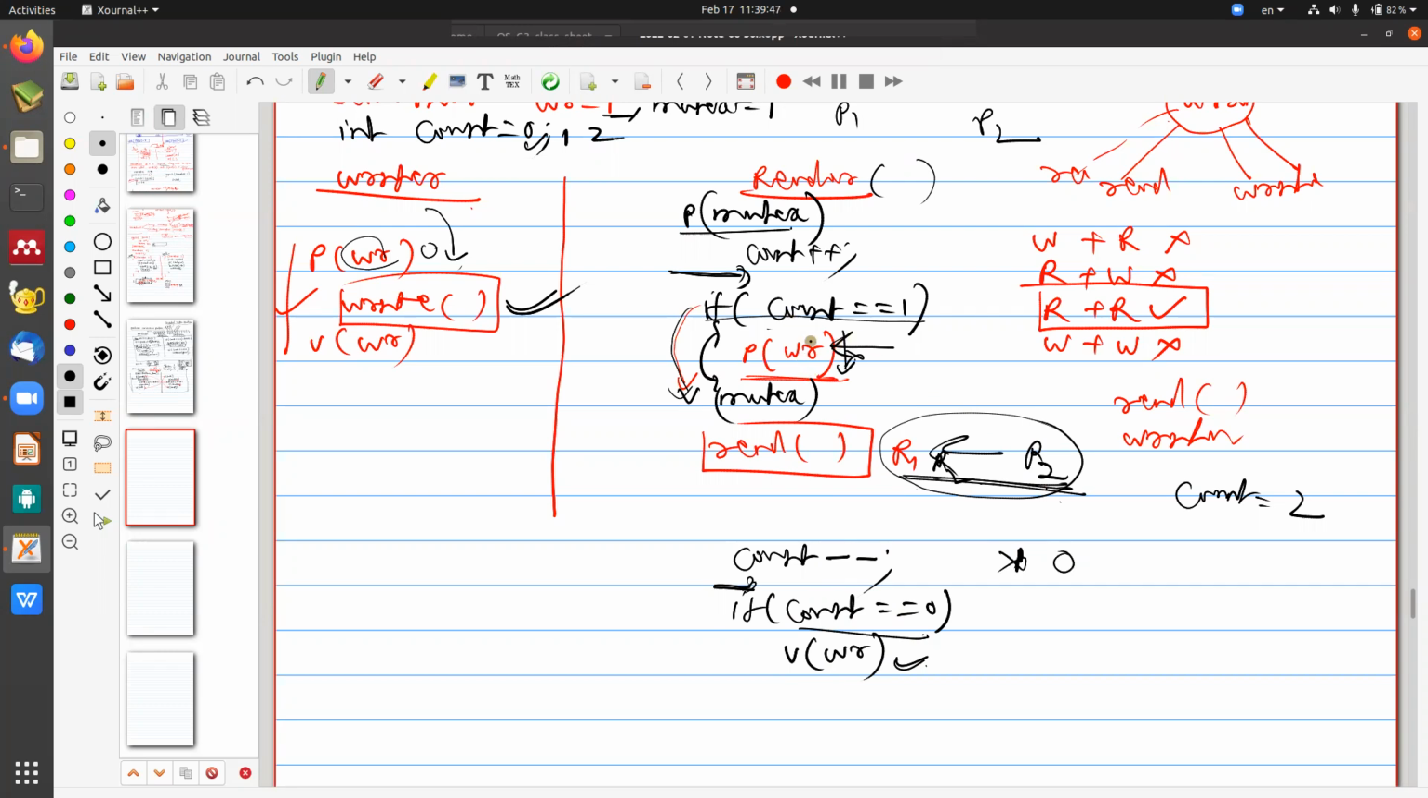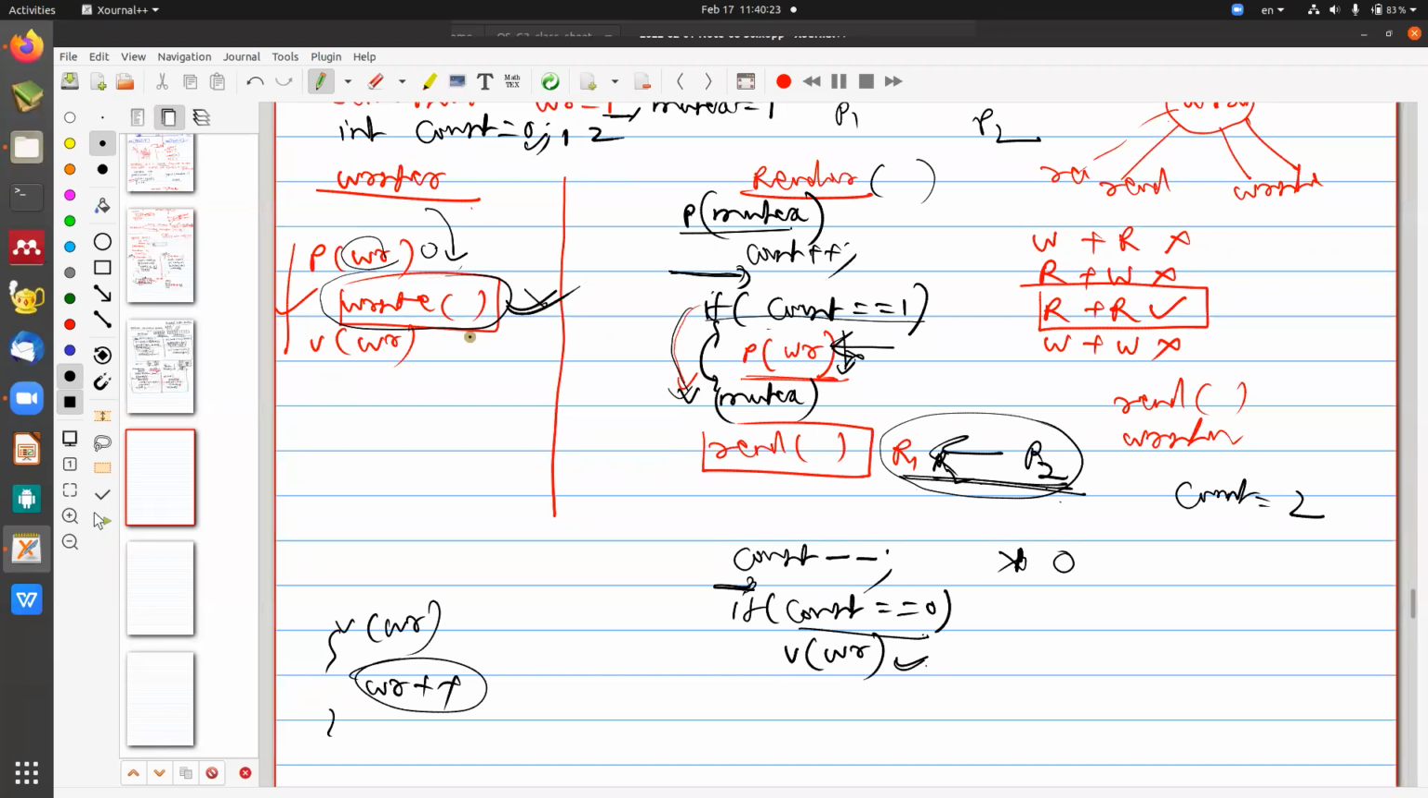What is the WR's value since R1 and R2 are present here? WR must have been 0. If V of WR is run 2 times, then the WR value reaches what? 2, because we know V of WR is nothing but WR plus plus. So how many times will this WR plus plus be executed? 2 times. Then what is my WR's value? 2. If it is becoming 2, how many processes will be allowed to enter this area? If WR becomes 2, as we studied, a binary semaphore is not supposed to be 2, which is not acceptable.